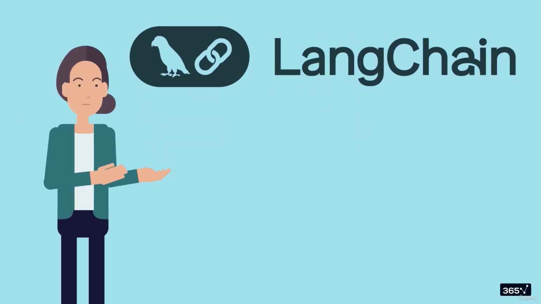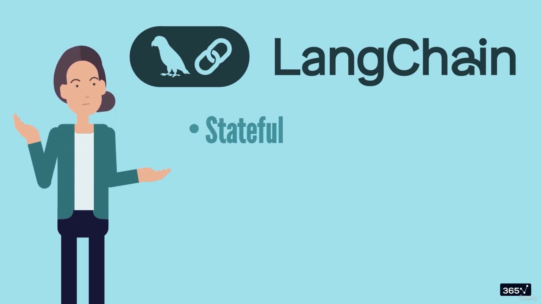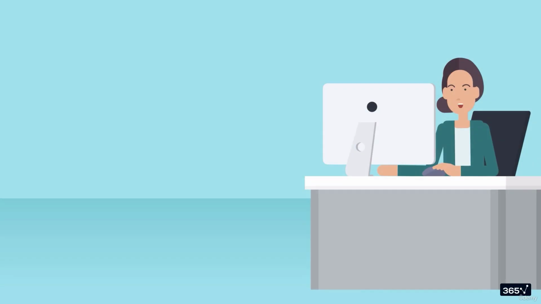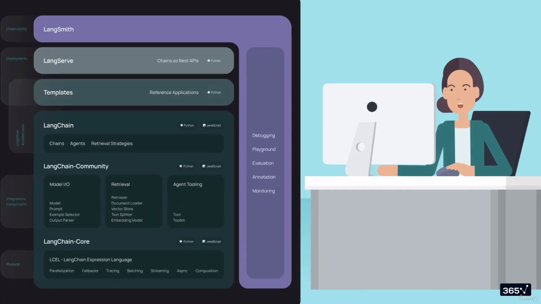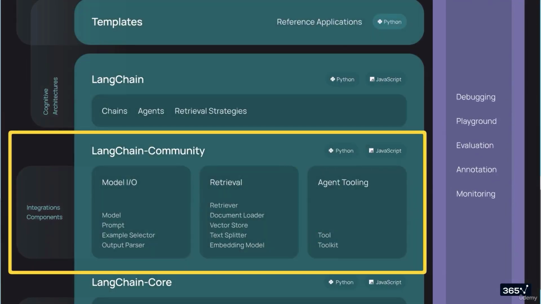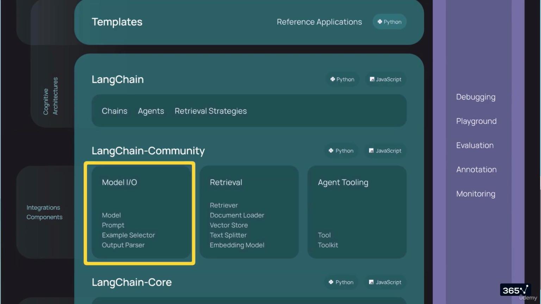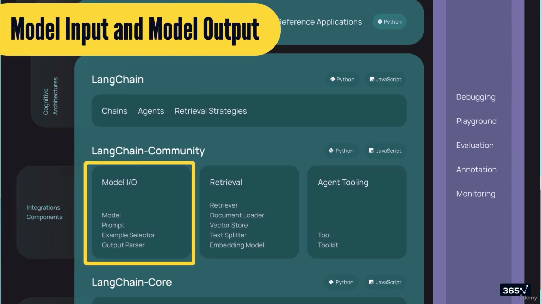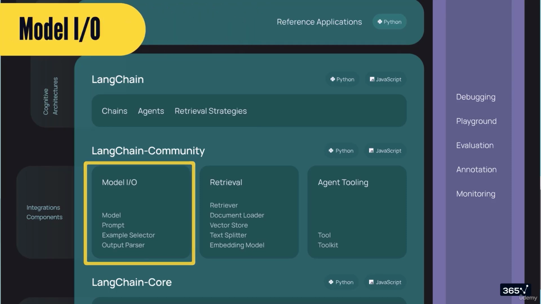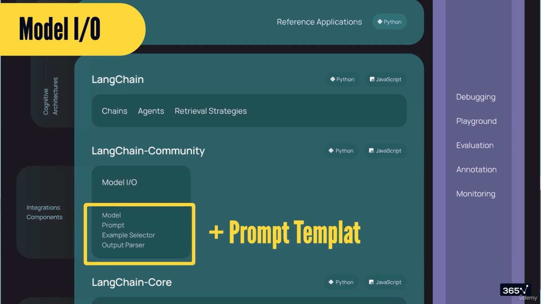As mentioned in previous lessons, LangChain allows the creation of stateful, context-aware, and reasoning LLM-powered applications. To make this quite difficult task possible, LangChain's developers have divided it into several integration components, each responsible for individual subtasks. The first two components of an LLM-powered application are the model input and model output, falling under the umbrella term Model I/O. The module includes a large language model, a prompt, an example selector, and an output parser. Let me include prompt templates here and begin our discussion with prompts and prompt templates.